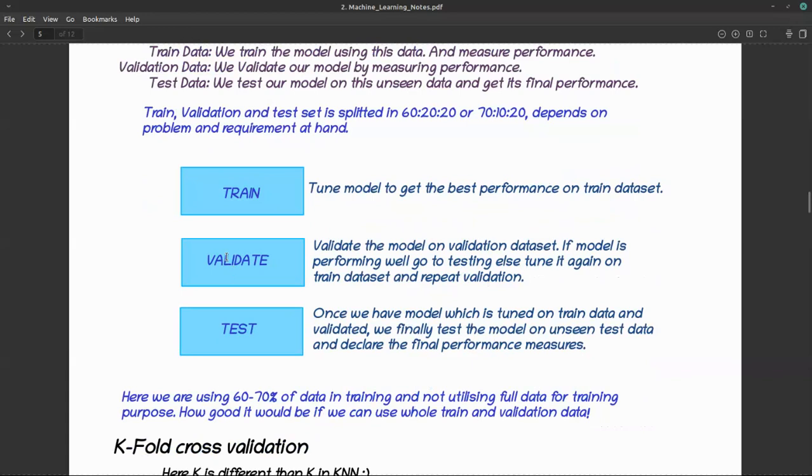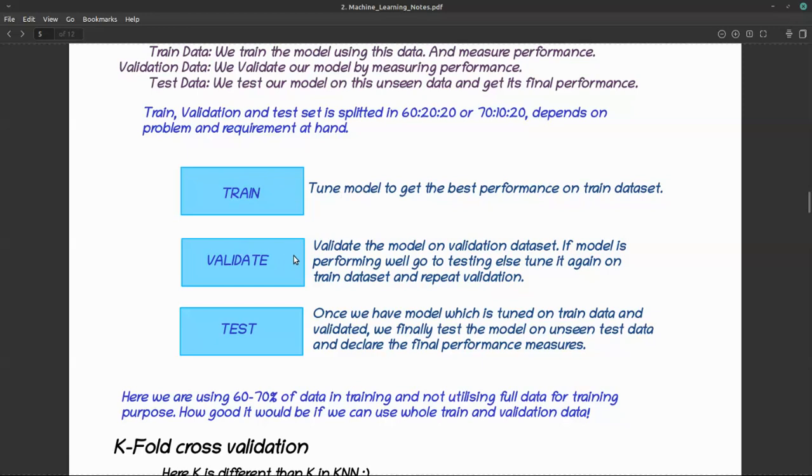Now, if there is still a problem, then after doing hyperparameter tuning, you will go to the train data again. Again you will see what accuracy you are getting on the training data set. Again you will try to make some changes, some feature engineering and all of that stuff. Again you will validate it.